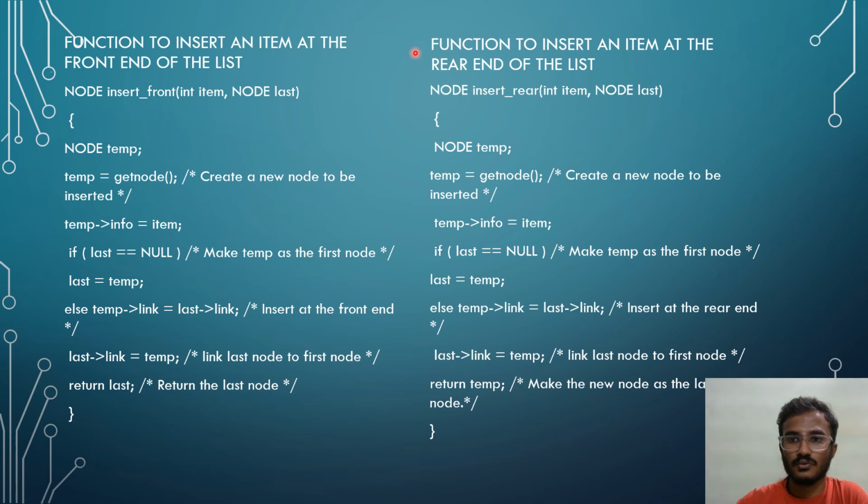last node. The major difference between function to insert an item at the front end of the list and the rear end of the list is, here we are going to insert a new node at the front end. Here we are going to insert a new node at the rear end. Here the function returns the last node. Here the function returns the new node as the last node. This is the major difference between these two.